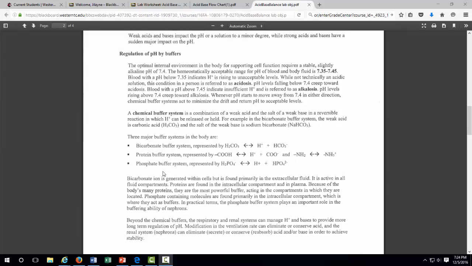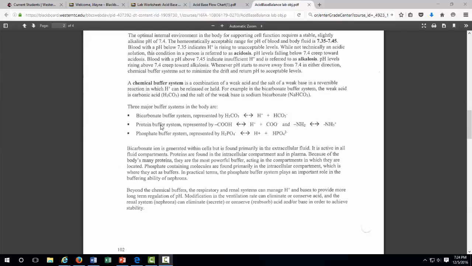The protein buffer system: where do we see a lot of protein in the body? Within cells, inside cells, because that's the job of some cells, is to make proteins, right? So this is a very popular buffer inside of our cells, and it's also popular somewhere else. Where else do we see a lot of proteins? We're talking about it right now in the urinary system. In the plasma, yeah, those plasma proteins. So in the blood and inside cells is where the protein buffer system is most widely used.